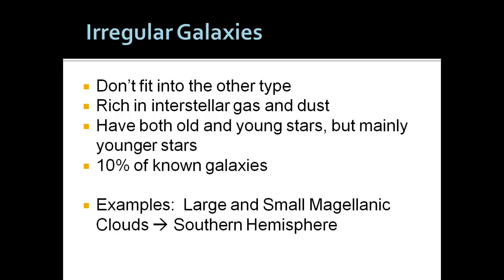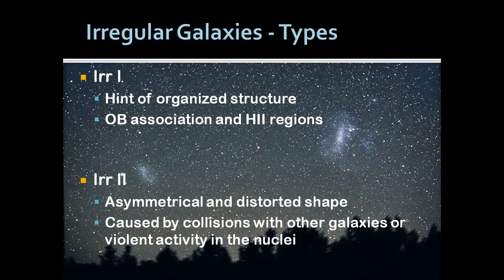Now, about 10% of known galaxies are actually irregular galaxies. If you've ever been lucky enough to go to the southern hemisphere, you might have been able to see what we call the large and small Magellanic clouds. Well, these are not really clouds, but instead, they are irregular type galaxies. And this image in the background here is the large and small Magellanic cloud. So those are actually irregular galaxies that you can see from the southern hemisphere.